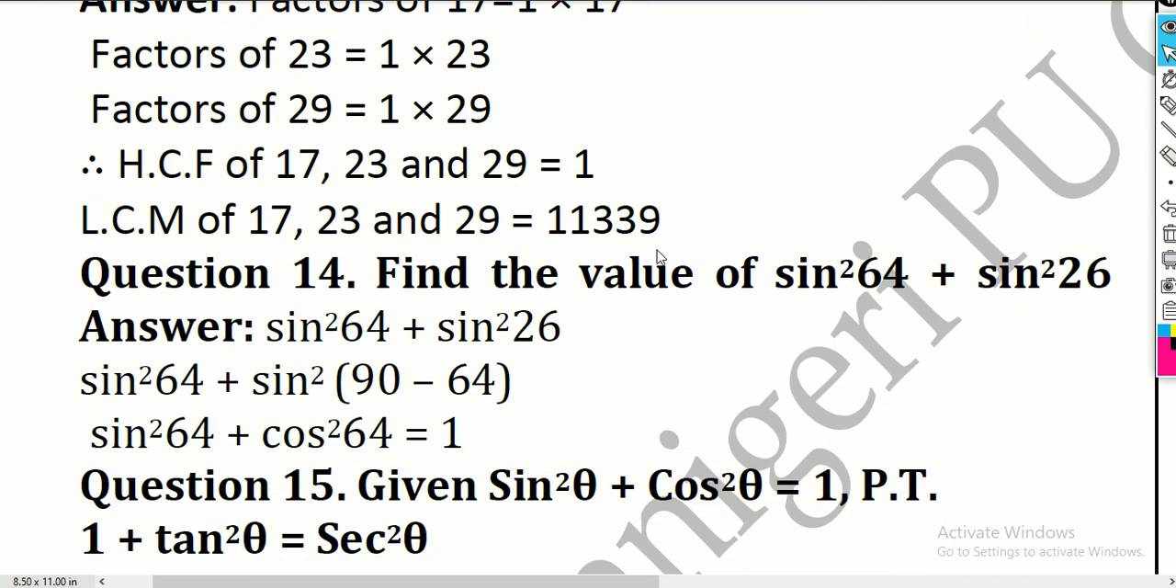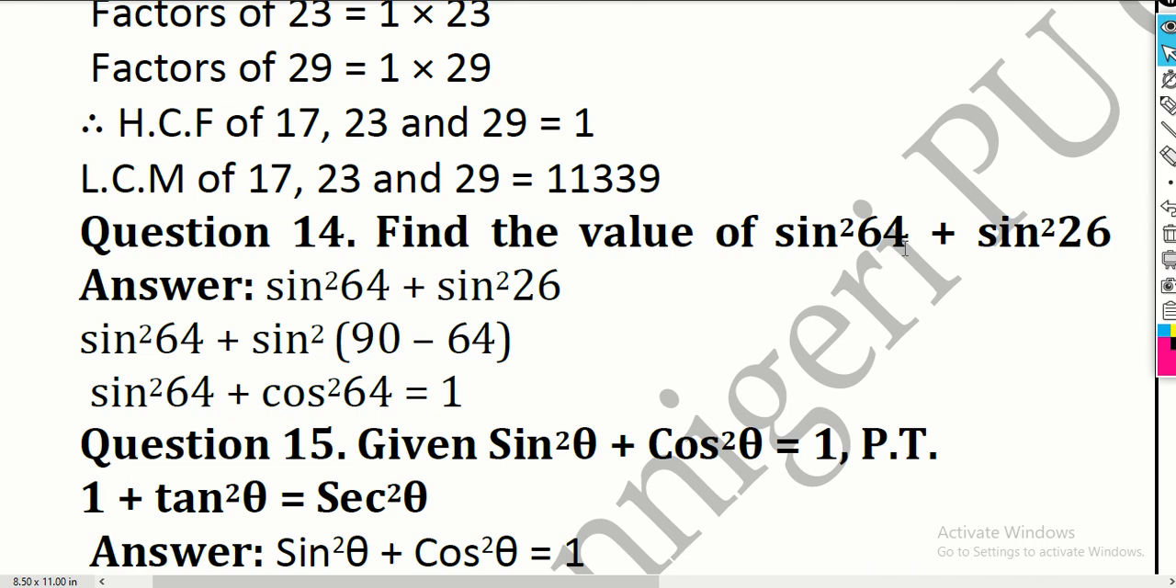And find the value of sine square 64 plus sine square 26. Here you write sine square 64 as it is, and then you convert 26 as 90 minus theta, that is complementary angles. That means sine of 90 minus theta is equal to cos theta. Therefore, sine square plus cos square is equal to 1, which gives you 1 as the answer.